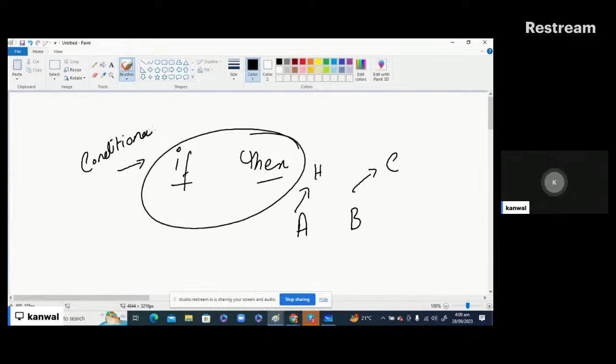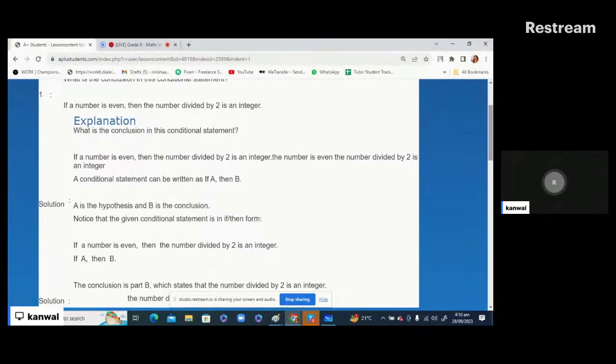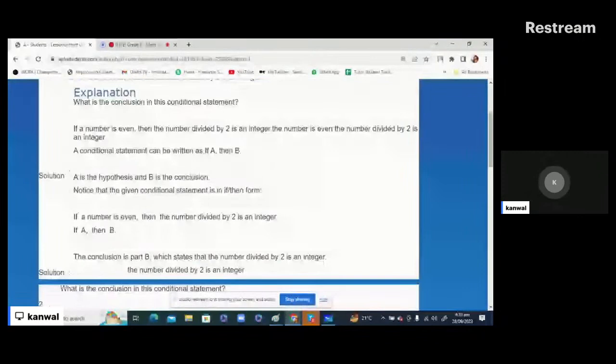So here we have the two parts of a conditional statement, the if and the then, and there are basically two parts, A and B. The first part is always the hypothesis and the second part, called B here, is your conclusion. So in that question we just need to write the conclusion, the second part.